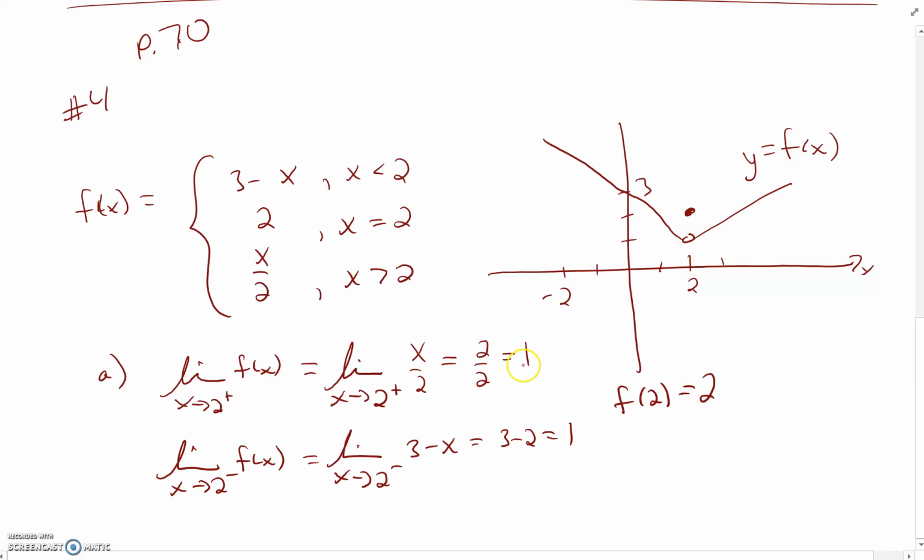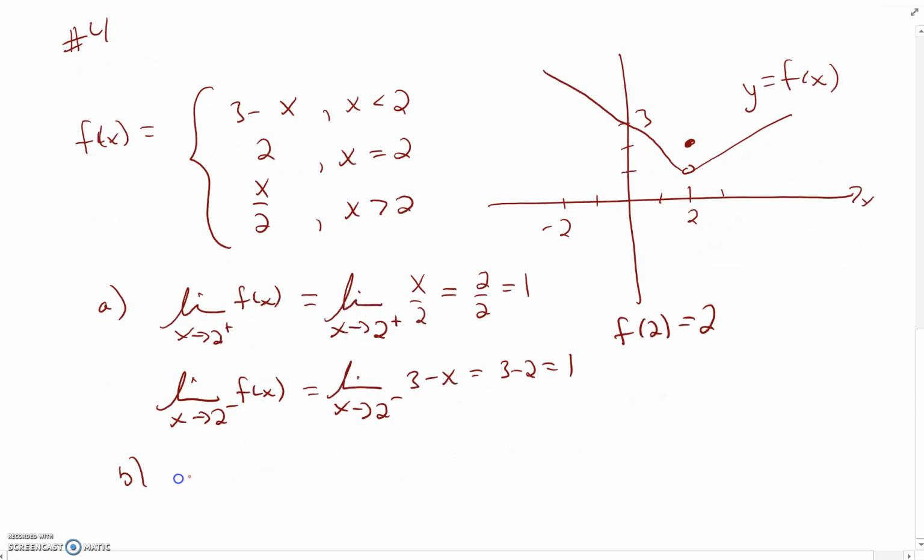So the right-hand limit equals 1. The left-hand limit equals 1. Well, if the right and the left both equal 1, then we can go to part B, and we can say the limit as x approaches 2, period, from both sides has to equal 1, doesn't it? You can see how we did it differently from the right and left, but the answer was the same, so the limit as x approaches 2 is 1. That's part B.